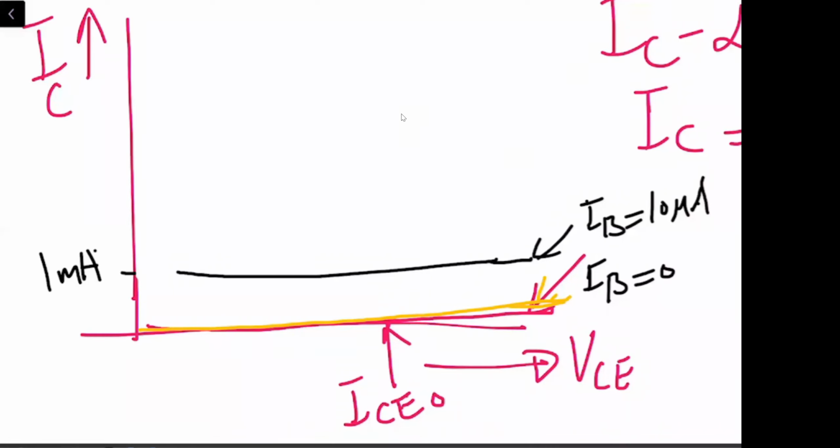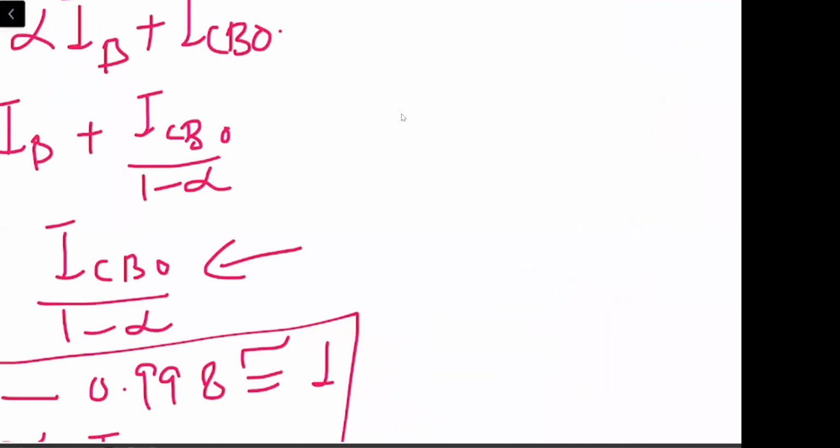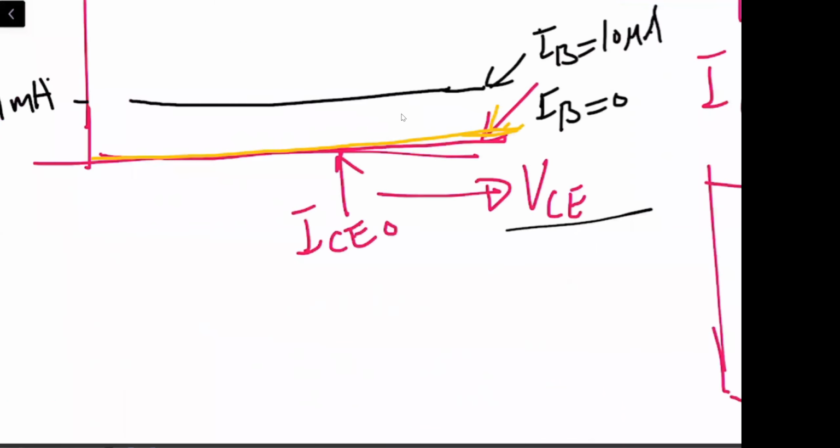Okay. Let me go back again, right? So let's see it again. What we are talking about, if you see, okay, this thing is clear. When IB is equal to 0, we have the value which is ICEO, right? Is this thing clear?